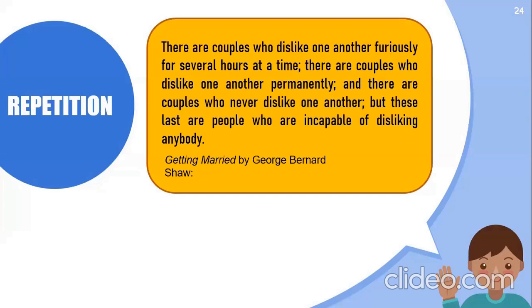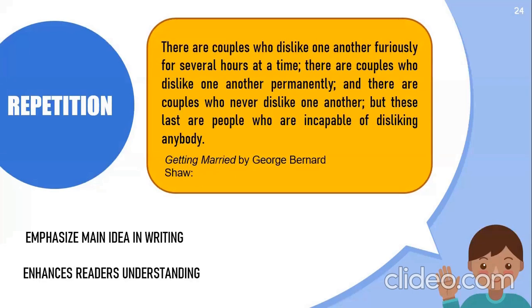In fact, when we understand that it is inevitable for people to dislike one another because of anger, because of difference of opinion, we can then try to rectify, or see to it that the marriage does not disintegrate, or fall apart, or lead to divorces. So this is what George Bernard Shaw wants to convey to his readers, as far as I understand from this particular extract. And that is why he is repeating the phrase "there are couples," thereby drawing the attention of the readers towards this repetition. So here, as I said, the writer uses repetition in order to emphasize the main idea in writing, and it also enhances the reader's understanding.